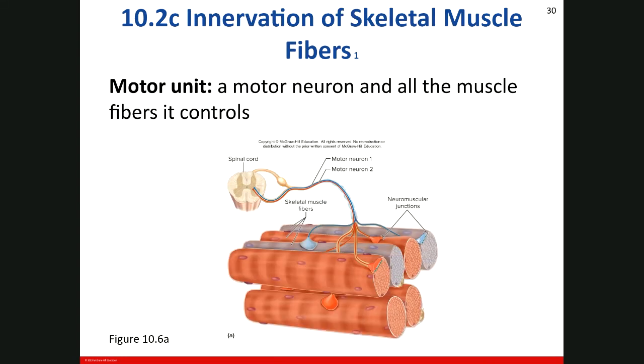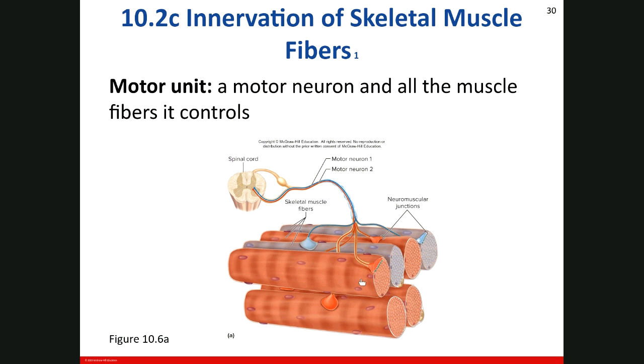The next structure which I want to show you is the motor unit. The motor unit is the nerve, the somatic motor neuron, and the muscle fiber which is controlled by this neuron. So the combination of the somatic motor neuron and the skeletal muscle is called a motor unit.